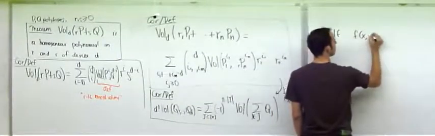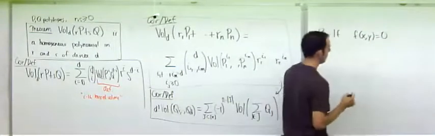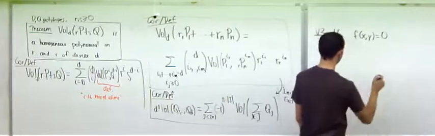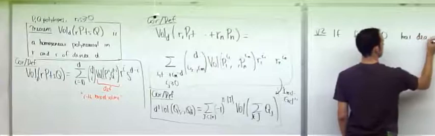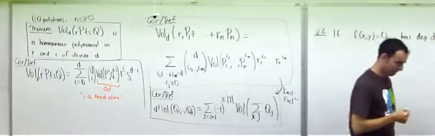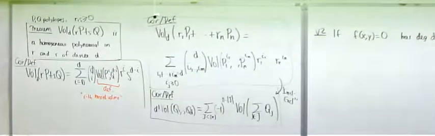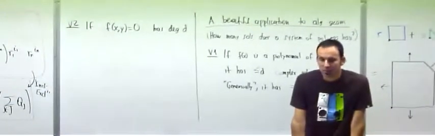Let's consider a polynomial of degree d. Okay. So how many solutions does that have? Generally speaking.